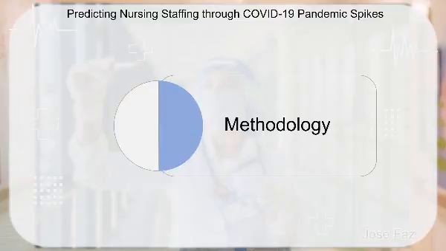This study aims to find a model that could forecast nurse staffing requirements during a new and future wave of the COVID-19 pandemic in Texas. So the dataset that I use comes from the CDC, and machine learning models in R are going to be created using this dataset.